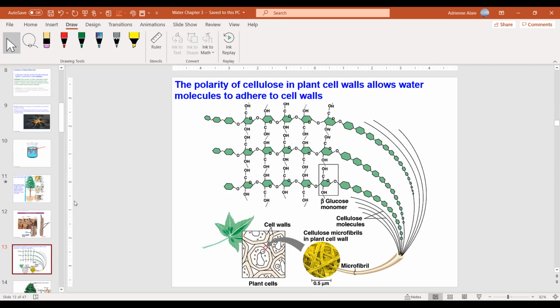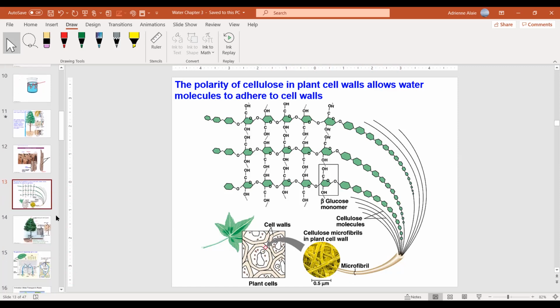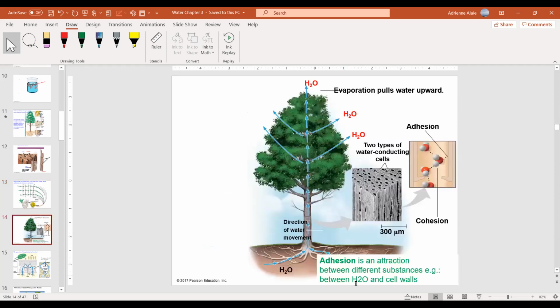So we are going to have two forces, right? Cohesion, which is going to be the force between the same molecules. It's going to be water holding itself together with other water molecules by hydrogen bonds. But then this thing called adhesion, which I promised to tell you about, is an attraction between different substances.